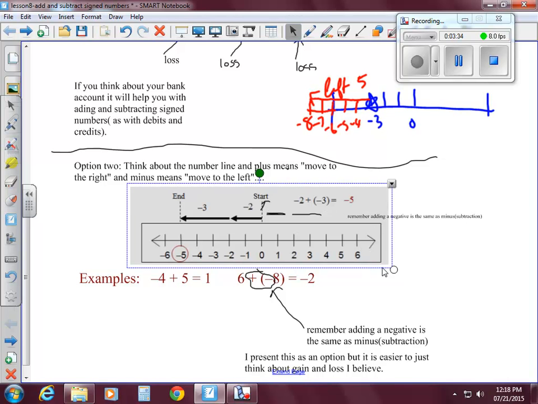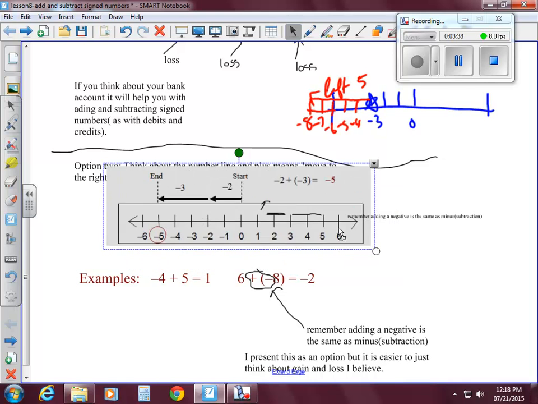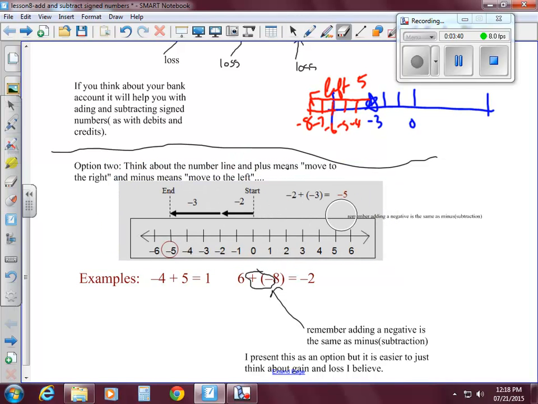Remember, adding a negative is the same thing as minus. So in this example, we have -2, add -3. Well, I like to think of that as you got a loss of 2 and then another loss of 3. That's going to be an overall loss of 5. So here you are starting at -2, and you're adding -3. It basically means moving to the left 3 units, 1, 2, 3, boom, you're going to arrive right here at -5. Okay?